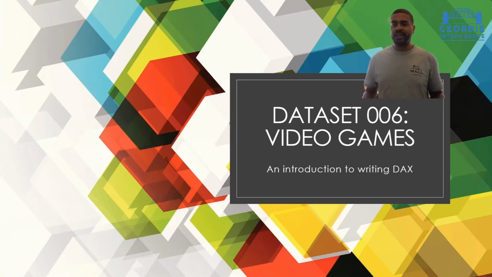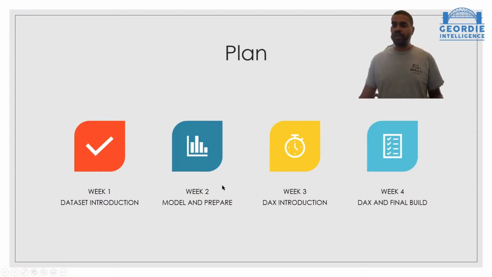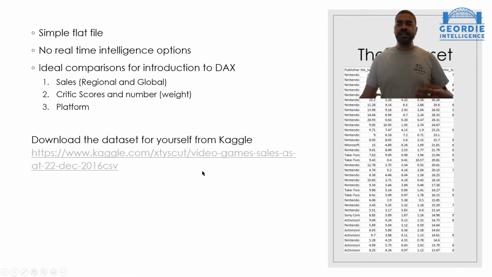Week 2, Dataset 6 were video games. Now, what we're doing with video games, I'm going to build this in. If you remember, week 2, we're going to start doing the model and prepare. So actually, what do we need to do? It's going to be almost as simple as I can get. A couple of refreshers on here, a couple of things to go through in terms of what we need to do. But if you remember, week 1 went through, it's a really simple flat file.